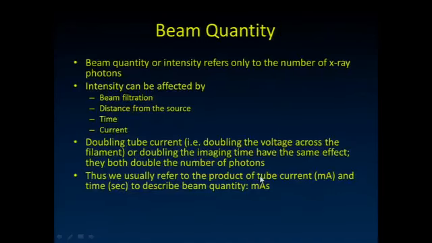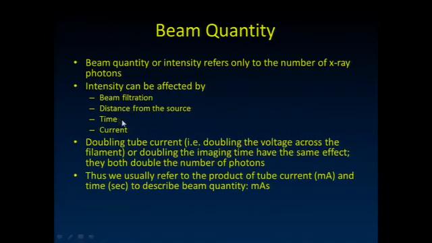All right. So beam quantity, I've already mentioned that once. It's the intensity. It refers to the number of X-rays in the beam, just the number of X-rays. Beam intensity can be affected by beam filtration. If we put a filter in front of the beam, we're going to decrease the intensity of the beam. If you put anything in front of the beam, the patient in front of the beam, the intensity of the X-ray beam on the other side of the patient is decreased. The further we get from the X-ray source, the less the quantity is going to be. We talked about the R-squared effects.